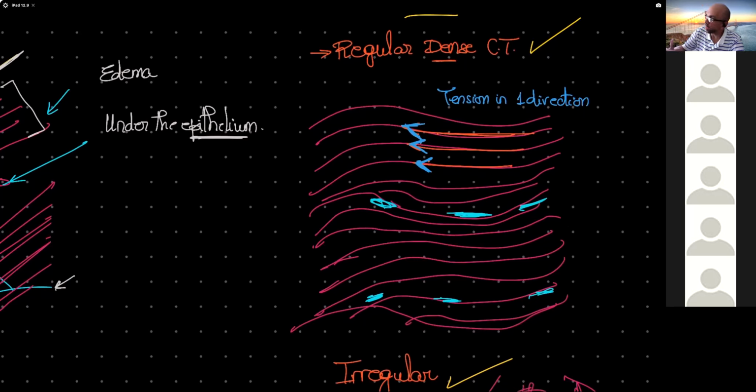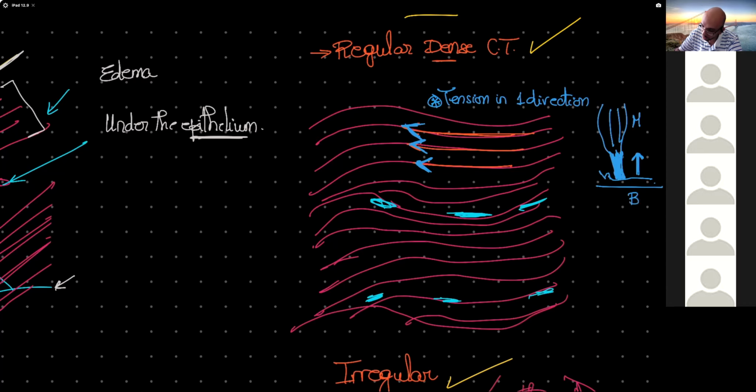So where do I need to allow tension in one direction? In the tendons and in the ligaments. So what are the tendons? Those are the connective tissue that attaches the muscle to the bone. So I allow tension in how many directions again? One direction.